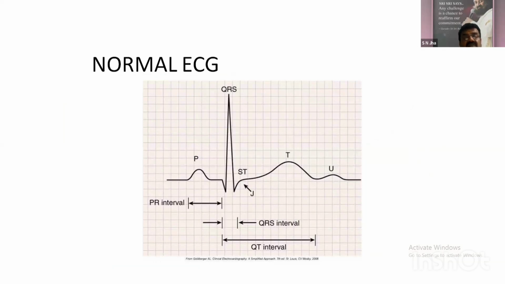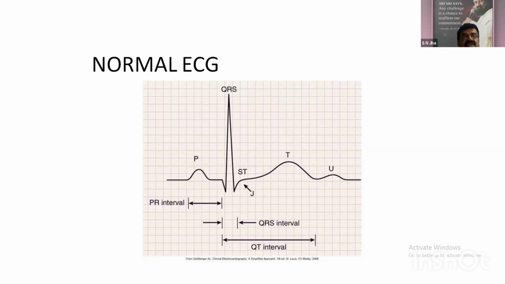The second positive deflection is the R wave, and the second negative deflection is the S wave. The third positive deflection is the T wave, and the fourth positive deflection is the U wave. We also have some segments we call the QRS segment. The QRS segment starts from the Q wave to the end of the S. So we have the QRS segment, or QRS duration.